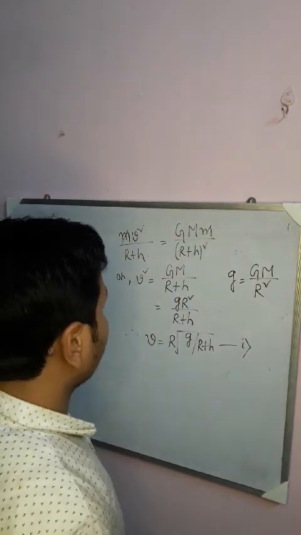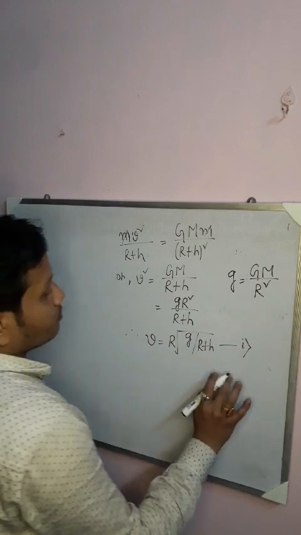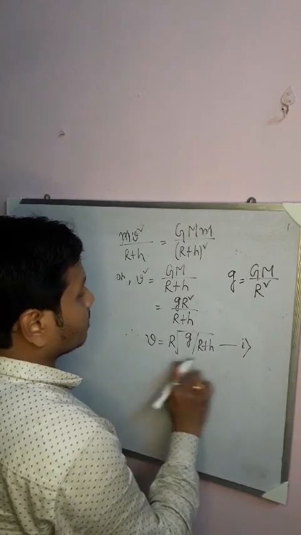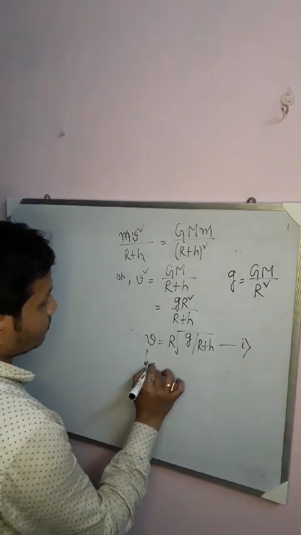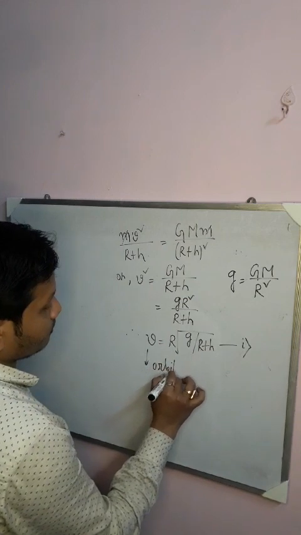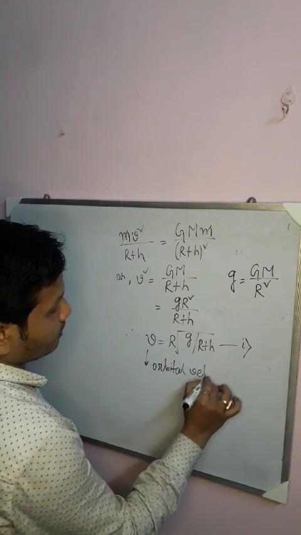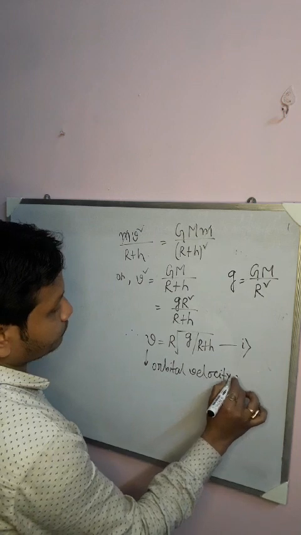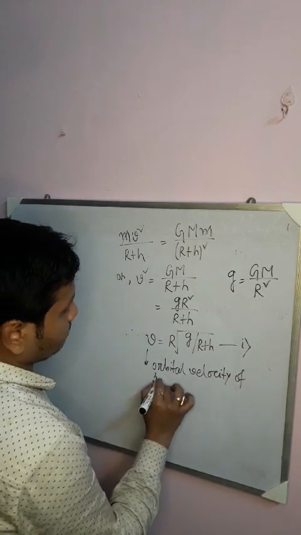Okay, so this is the orbital velocity of an artificial satellite revolving around the Earth. And there you see that it depends upon the radius of Earth. So this represents the orbital velocity of the satellite.